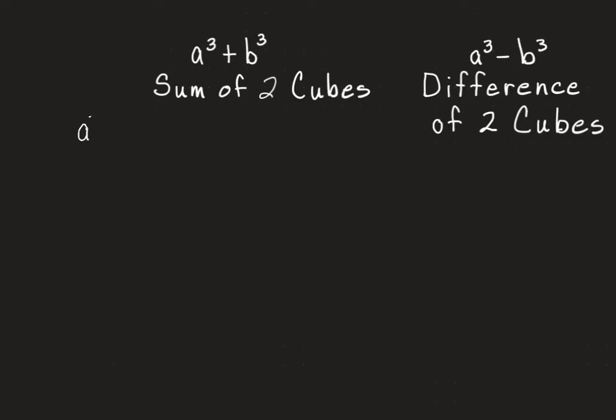So I'm going to rewrite my a cubed plus b cubed here. We have the first term, a, that is cubed. So when we factor this, we're going to take that base, a. We're going to keep the sign the same. So we're going to add b to that. That's our first term. How do you factor the sum of two cubes? You factor it into a binomial and a trinomial.